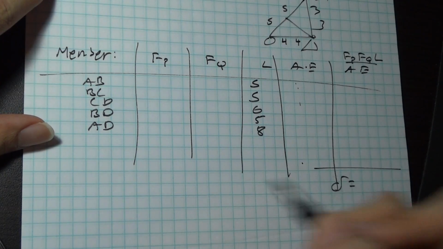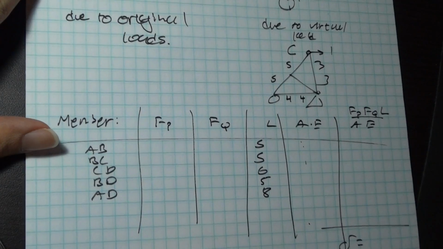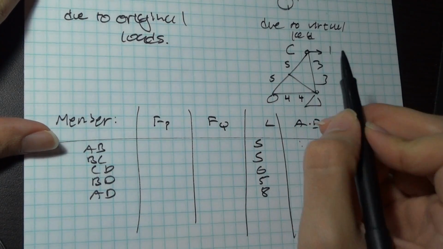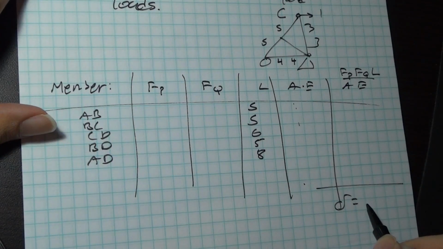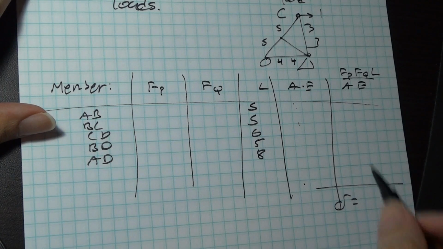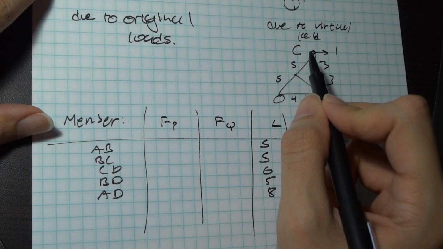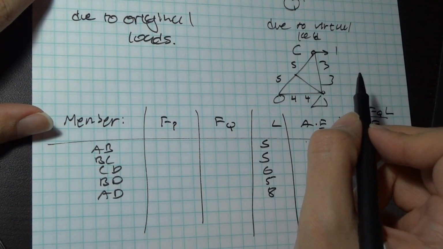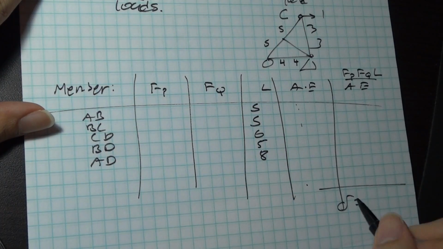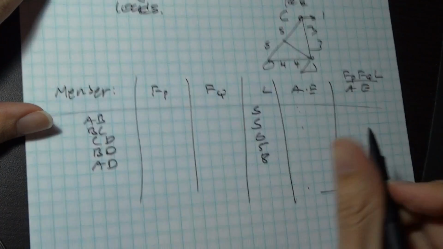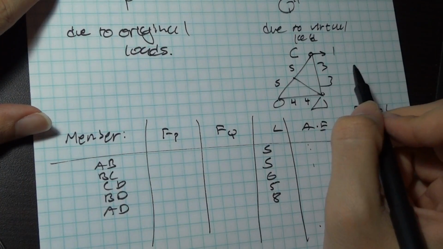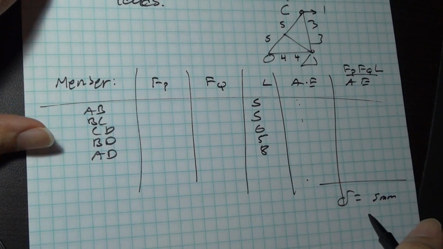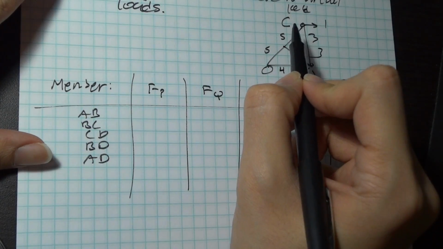This deflection is at the point and in the direction of my virtual load. So in other words, if I get a value here of 5 millimeters, that would mean that my delta C at the top, my point C, would move to the right by 5 millimeters. If I got a negative deflection here, it would be going to the left.